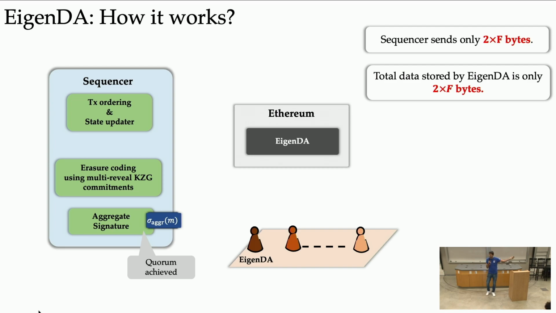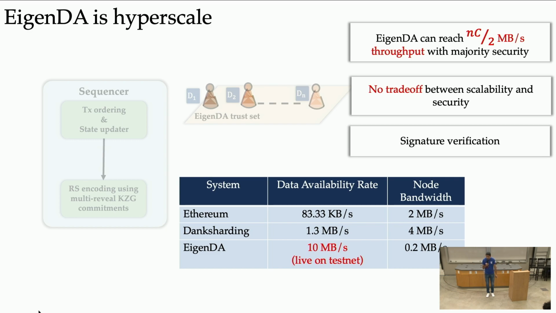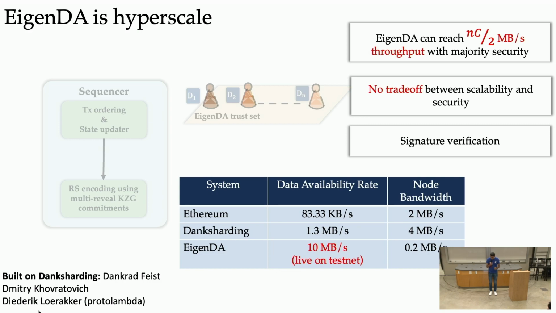So the sequencer becomes the leader, or a notional leader, and it's directly communicating with the end nodes. So nobody, other than a majority of the nodes, can censor this inclusion. So you get hyperscale. Theoretically, the scale that we can achieve is very, very high. Practically, right now, it's still hyperscale, but far from the theoretical limits. The data rate that we can achieve is 10 megabytes per second, with each node only requiring to download 0.2 megabytes per second, far lower. So it is pretty strong.